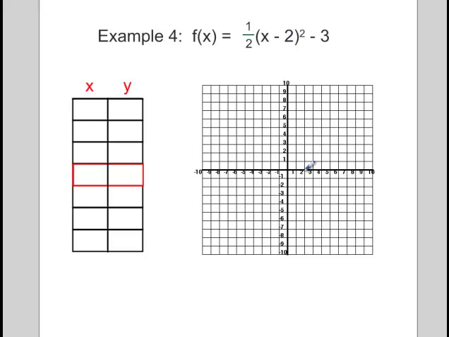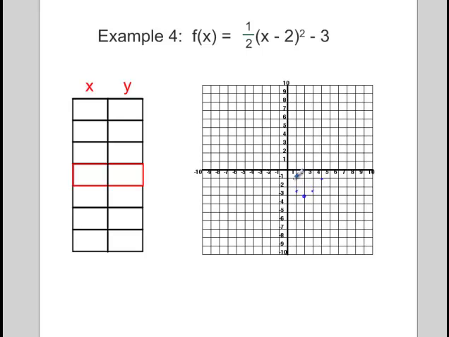Vertex at positive 2, negative 3, and I'm just going to skip that table, and go to the A rule. Instead of going over 1, up 1, I'm going to go over 1, up a half. Remember, when the A value is between 1 and 0, it starts to get wide. And then I am going to go over 1, and instead of up 3, I'm going to go up 1/2 times 3, which is 1.5. So there's 1.5. I'm just going to reflect this over.